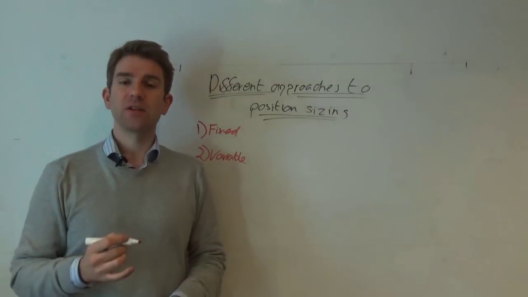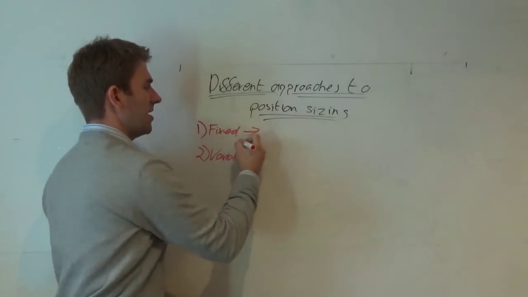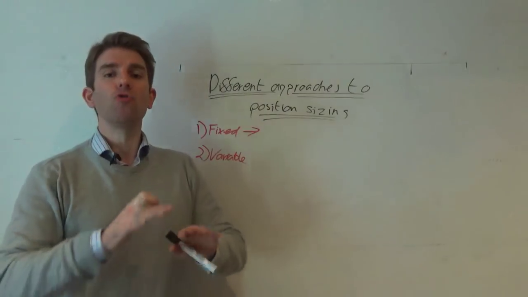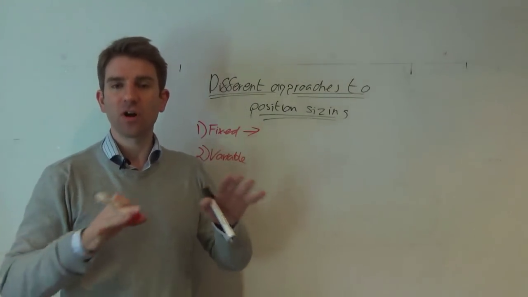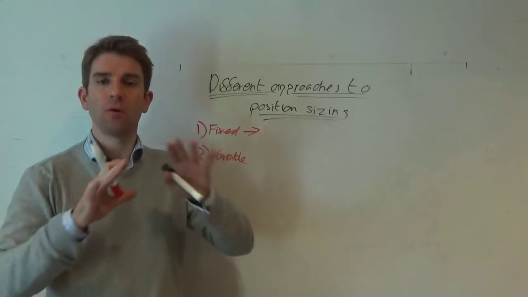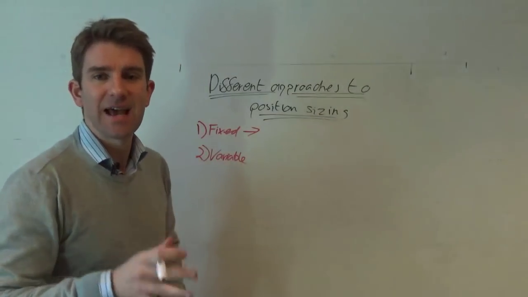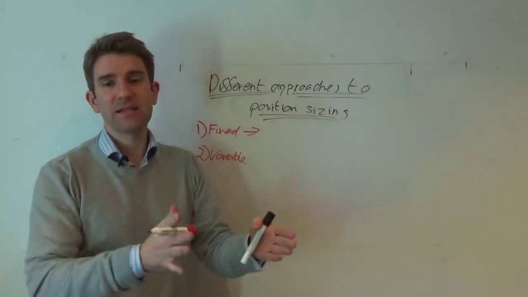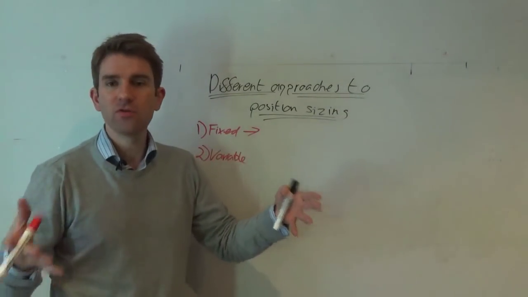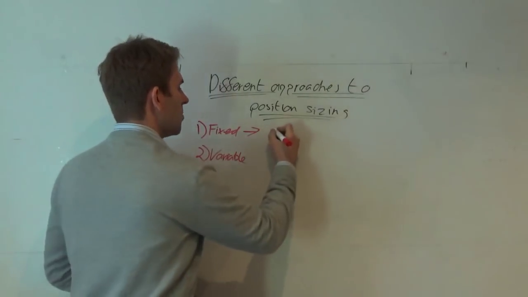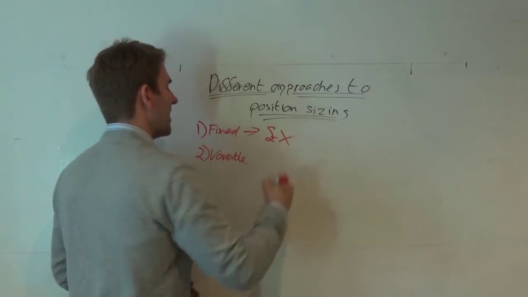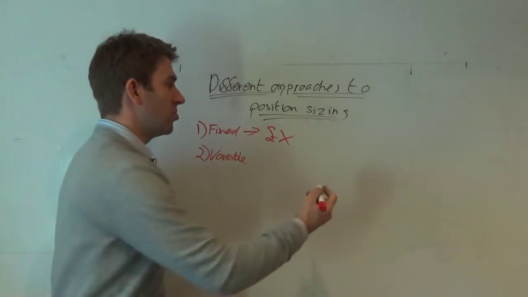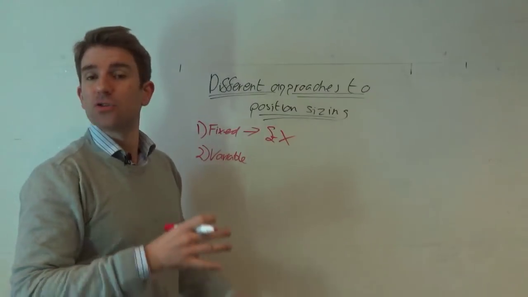So what is fixed? A fixed position size is saying, I'm always risking the same amount per trade, regardless of the setup, regardless of what market it is, my risk is X. You've calculated that based on your account size and your total risk tolerance, and you're never risking more than X on a trade. You adjust your position size based on your stop distance, and it's as simple as that.